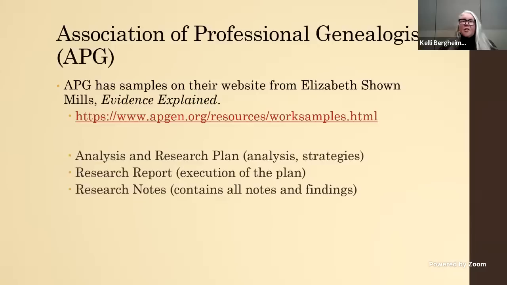The Association for Professional Genealogists, or APG for short, has samples on their website from Elizabeth Shown Mills, who is the author of Evidence Explained. And those reports include some analysis and research plans, which include strategies: how do you approach the problem? What are you going to do in your analysis? And then research report forms, and how are you going to execute your plan? And then research notes. So how do you track all of your sources and your findings?